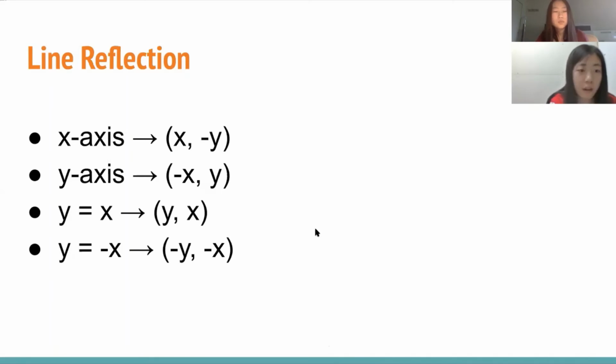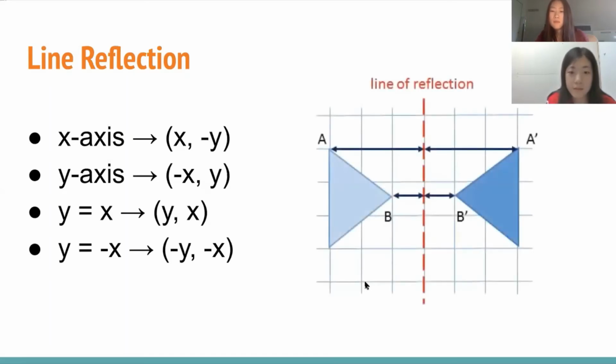So for example, if it's reflected over the x-axis, you have to negate the y value. If it's reflected over the y-axis, you have to negate the x value. If it's reflected over the line y equals x, then you have to switch the two values. And if it's reflected over the line y equals negative x, then you have to switch the positions and then negate both values. And this is an example of a reflection over the y-axis.